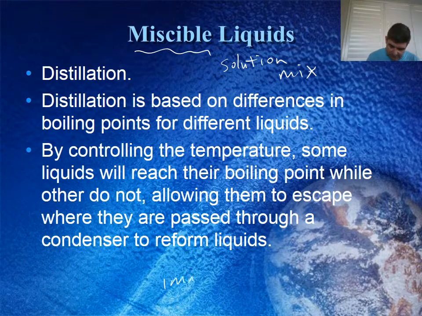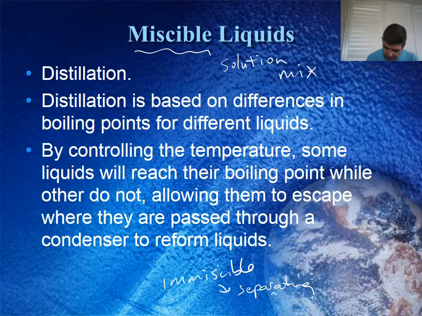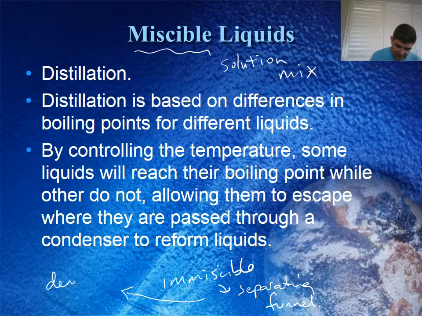Immiscible means they will not mix. And for immiscible mixtures of liquids, we can just use a separating funnel, provided, of course, that the two liquids have a different density. So this is based on density. That is, one liquid sitting above the other. So if we put them in a separating funnel, then we can draw off the denser liquid from the bottom and leave the less dense liquid remaining behind in the separating funnel.